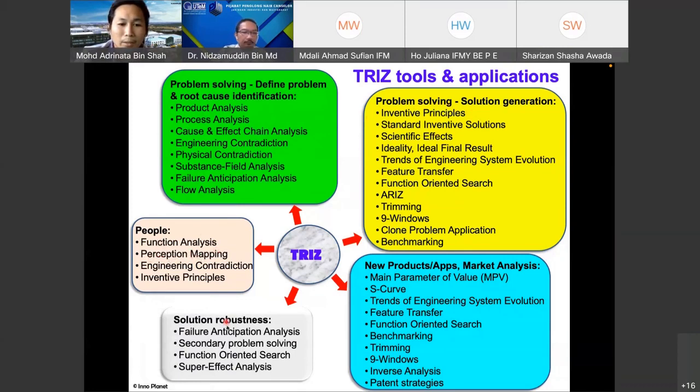Function analysis, failure anticipation, secondary function-oriented search. Function-oriented search, I did in my PhD, super effect analysis. And we also have other tools like trends of engineering system evolution. For trends of engineering, the simplest example is our ruler. From a ruler, a plastic ruler, then we have a flexible ruler, and then what we now call the infrared. So we have the trend from solid, liquid, and magnetic. Trimming is also one of the tools that has been used in TRIZ.